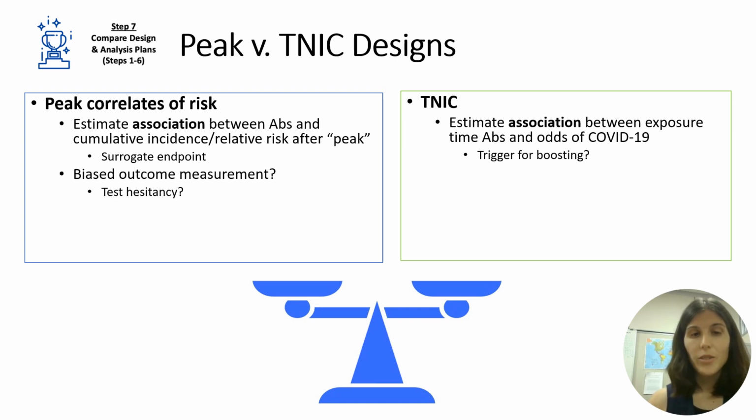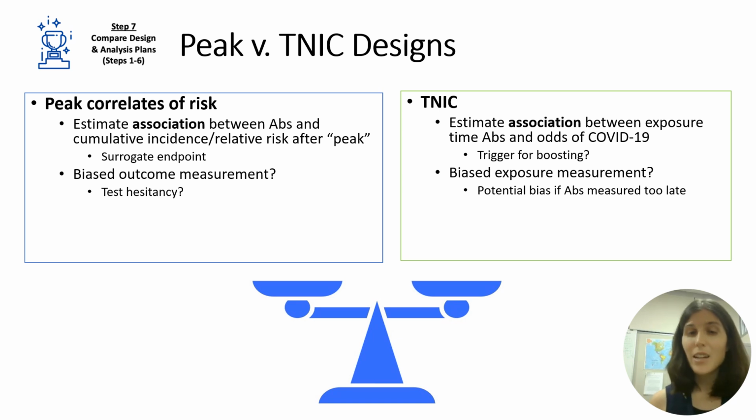The peak correlates of risk design might be biased if we can't accurately measure outcomes due to significant test hesitancy in our study population. Whereas the test negative design might be biased if we're not accurately measuring exposures. For example, if people show up for antibody testing too late after they have symptoms, then their antibodies at that time may no longer be an accurate representation of their antibodies at the time of exposure. Though there are some things we can do in our analysis to help mitigate that bias as well.